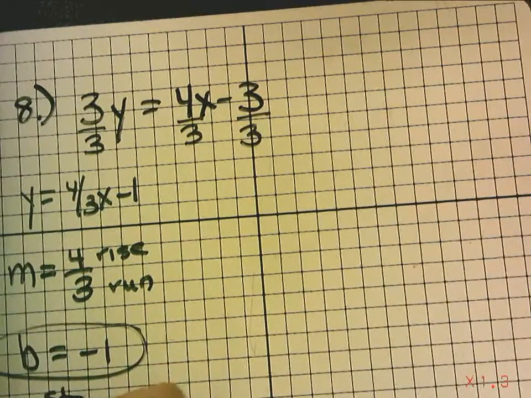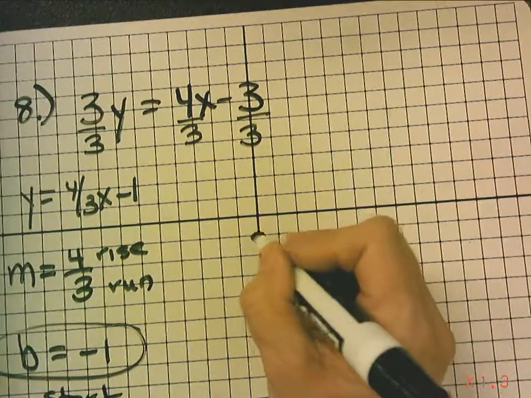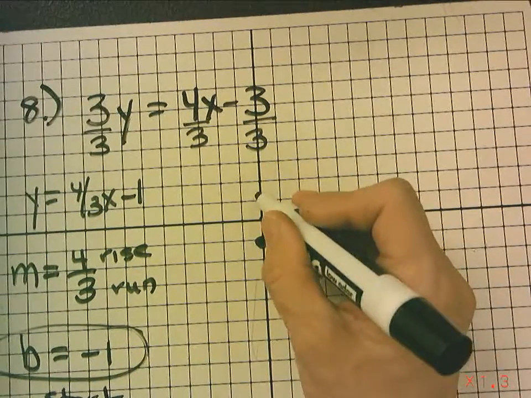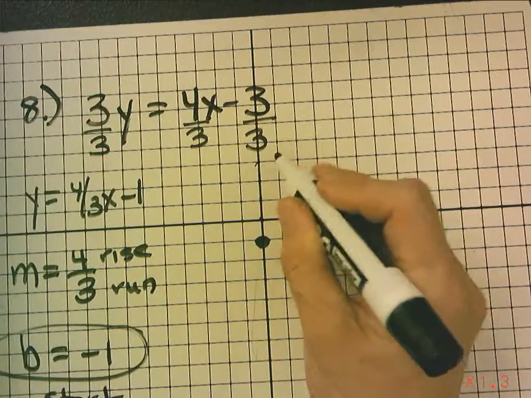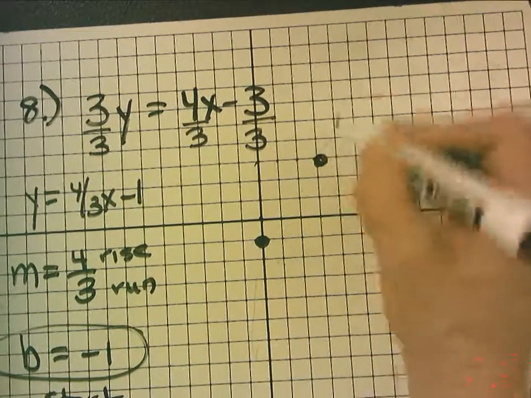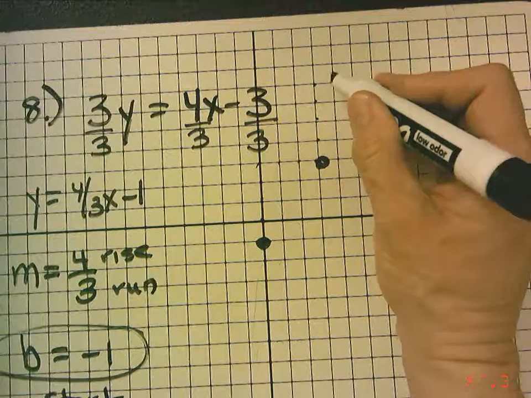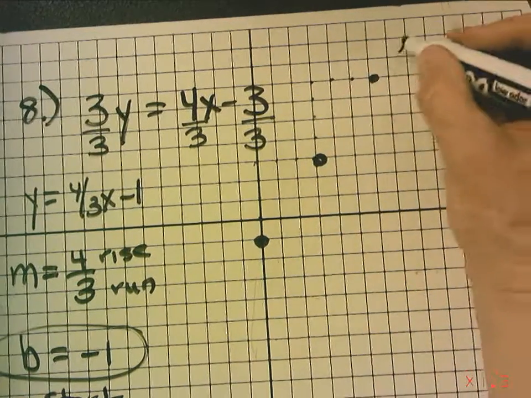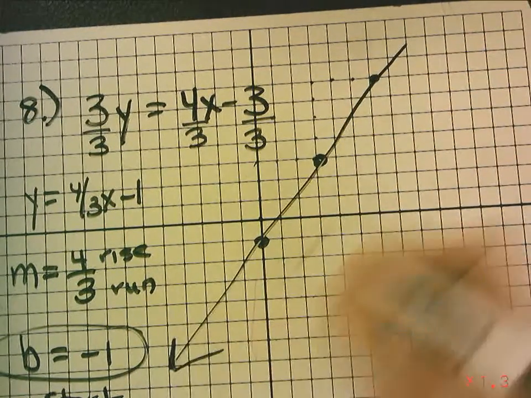And this is where I start. So I start at negative 1. I rise 1, 2, 3, 4. And run 1, 2, 3. I could do it again. 1, 2, 3, 4. 1, 2, 3. And this is my line.